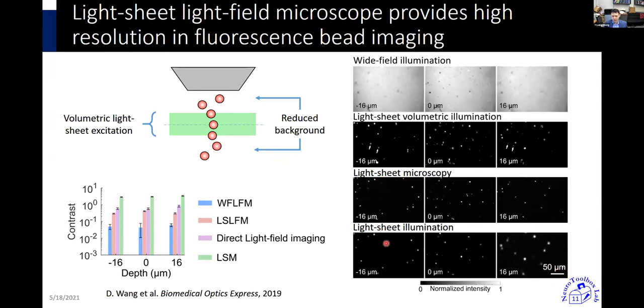And this is the second way, where we made a very thin light sheet illumination and still image the light field. The basic idea is that we can capture about 30 to 50 microns of information while maintaining a decent amount of the contrast in the sample.